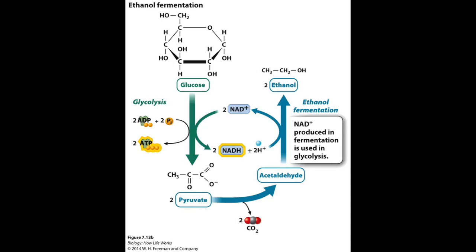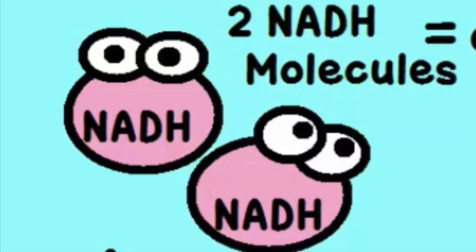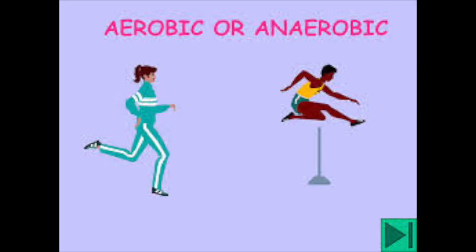Electrons from NADH are transferred to acetaldehyde to produce ethanol and NAD+. The acetaldehyde is made when the pyruvate releases carbon dioxide. Although in both fermentations NADH is oxidized to NAD+, it is not shown in either equation because it's reduced in glycolysis. Whether cells go through an aerobic or anaerobic reaction, they make ATP, allowing work to be performed.